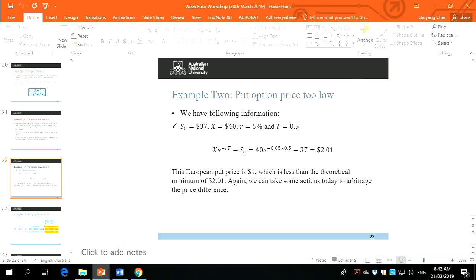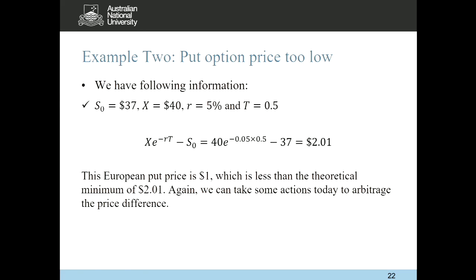Now we know how to work out the theoretical minimum because we have the lower bound equation, right? So the lower bound is basically the present value of the strike price minus the current share price. So that is the present value of the strike. We minus the current share price 37, and we get the theoretical minimum for the European put, which should be $2.01, right? 2.01. But how much is this put selling for? It's only selling for $1, right? Way too low. Lower than the theoretical minimum.